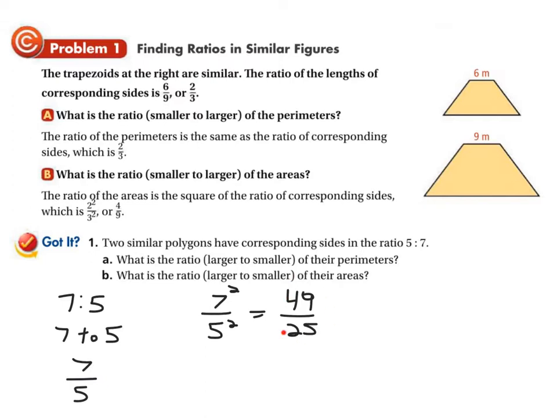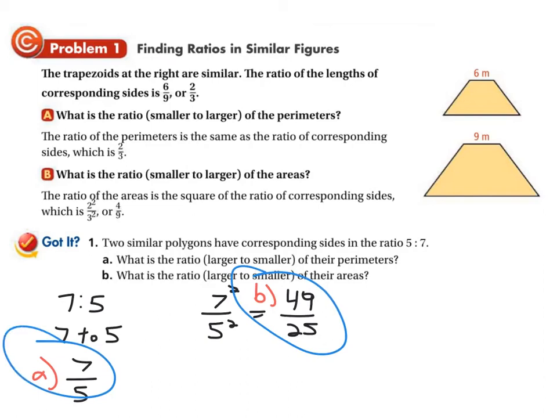If you're wondering, can I simplify that? Well, if you could, there must have been a common factor that was existing here already. Can you simplify 7 over 5? No, you can't. So you're not going to be able to simplify 49 over 25 either. Okay, so this becomes the answer for A, and this becomes the answer for B. There you go. Let's keep going.